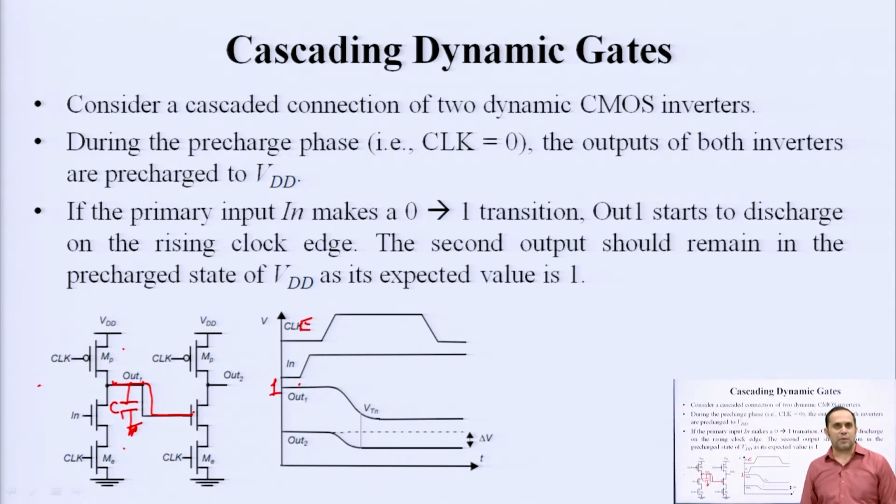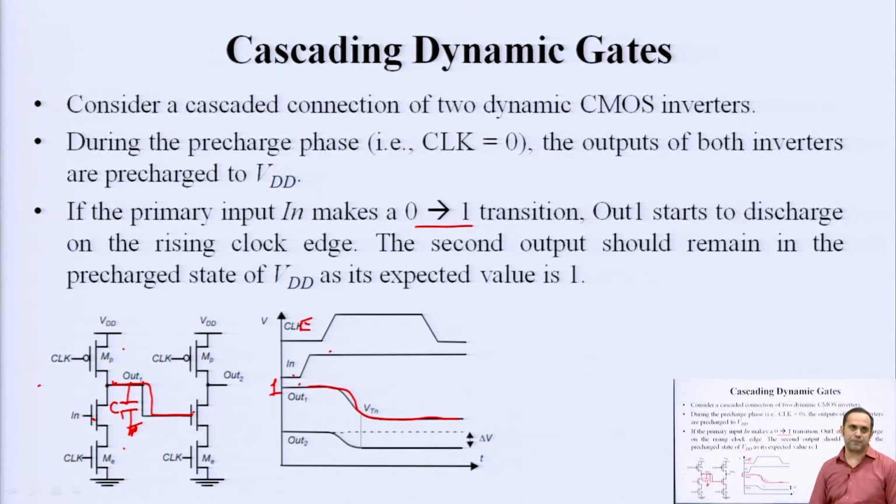Suppose the primary input, which I call the primary input because it is the original input initially applied to the first stage, makes a transition from 0 to 1. In a cascaded connection, the very first input you apply is considered the primary input. When it goes to logic 1 and the clock is also high, the evaluation transistor is on and the logic transistor is also on. So, the load capacitor at out 1 has a path to discharge towards ground, and out 1 starts to discharge from 1 to 0, which we can see here.